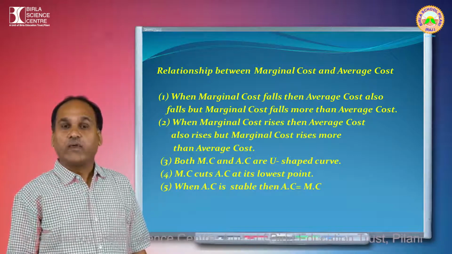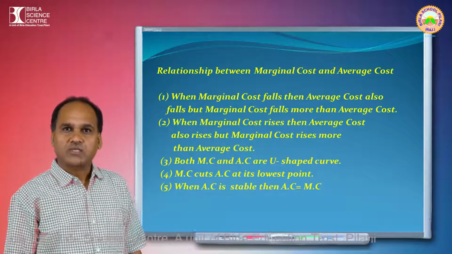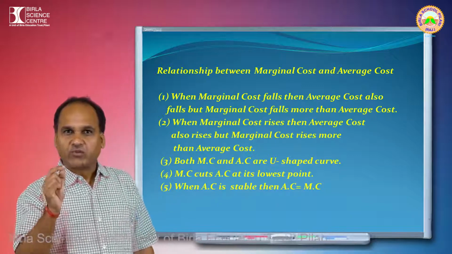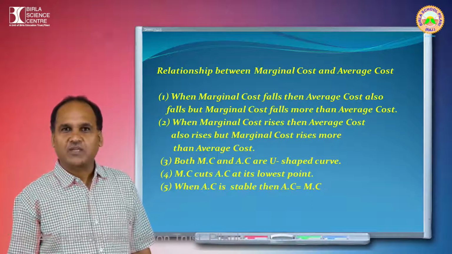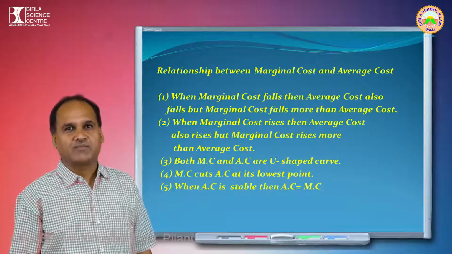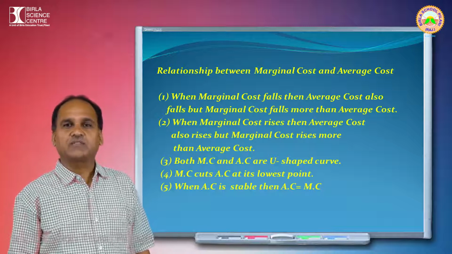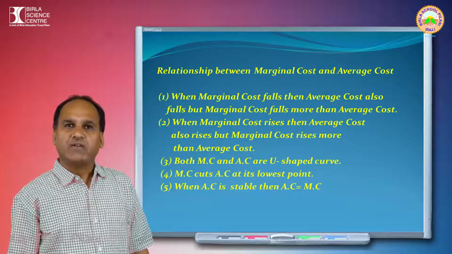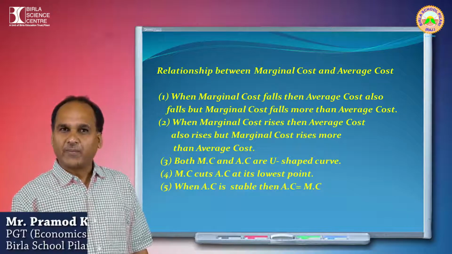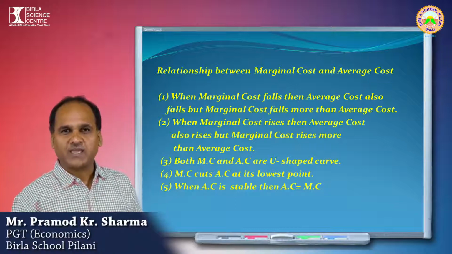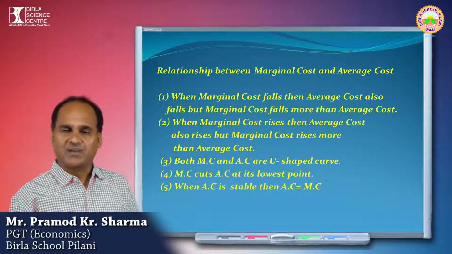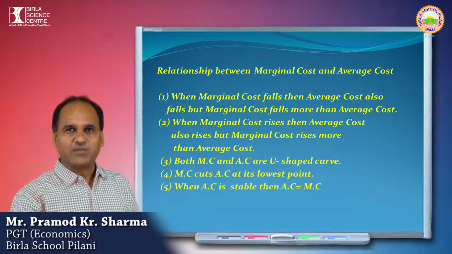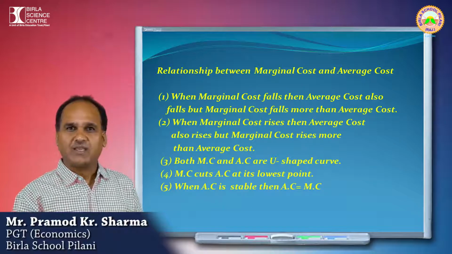Fourth one, marginal cost cuts the average cost at its lowest point. And last one, when average cost is stable, then at that moment you can see average cost is equal to marginal cost. So that's the relation between the marginal cost and the average cost.